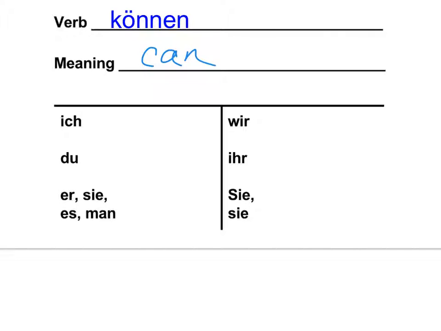So you're able to do something. This one is goofy because the whole left side is different. The right side is normal, so let's start with the right side. Remember, we're going to take off the en ending and replace it with the ending off of the chart. So for wir, what's that going to end up looking like? Können. Yep, it looks exactly like it started. Everybody try that again.